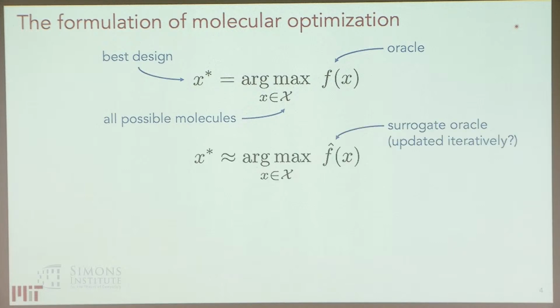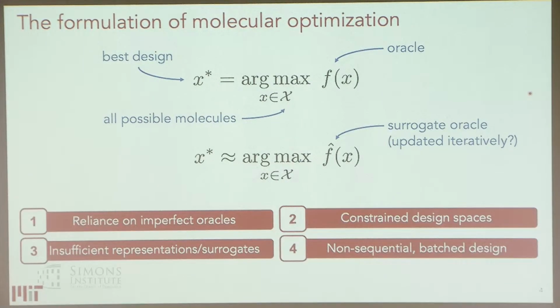Now, really, we often use surrogate oracles. We'll update this iteratively. We'll do Bayesian optimization and some model-based optimization. And so we might not have access to some true oracle, but really it's some machine learning model, f hat, that we're using instead. And of course, we don't have to just take the argmax here. We can use different acquisition functions from Bayesian optimization or active learning as we iterate through this process. But this is the general framing that I view molecular design through.